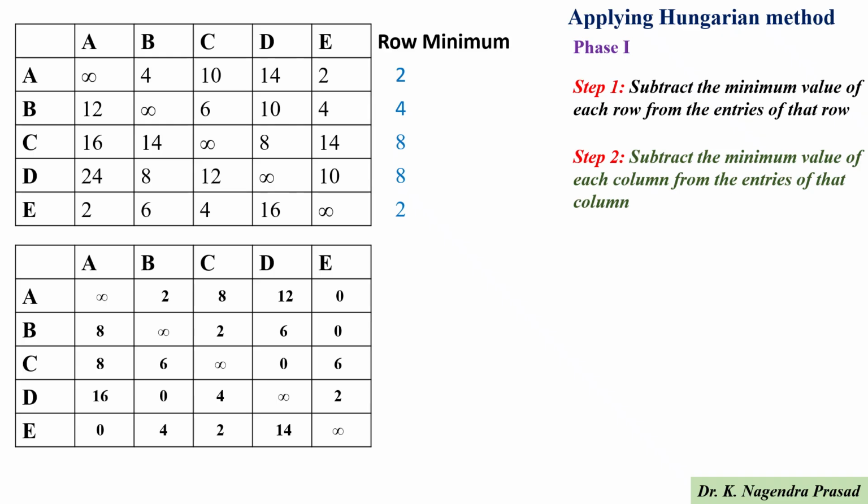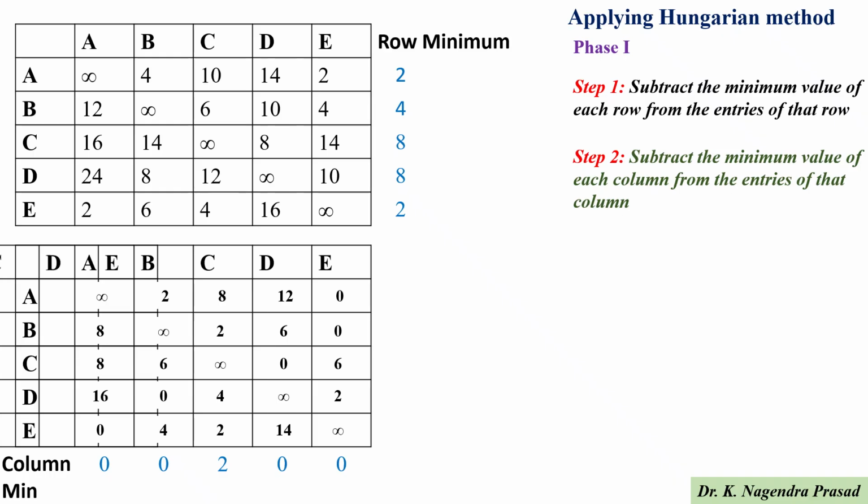Subtract the minimum value of each column from the entries of that column. So we have to subtract the minimum value from each column. First I have to determine the minimum value. The minimum value in the first column is 0, in the second column 0, in the third column it is 2, and in the fourth and fifth columns the minimum values are zeros.